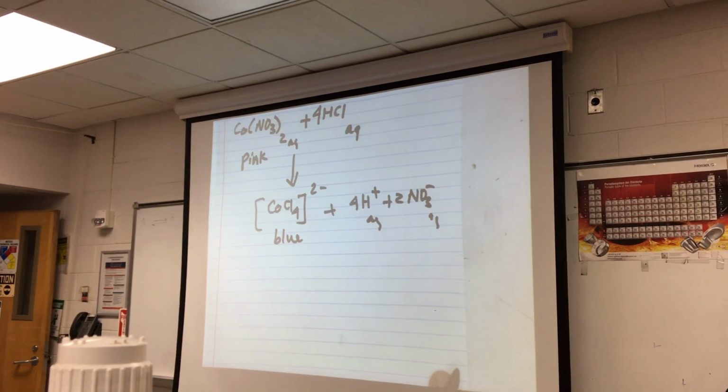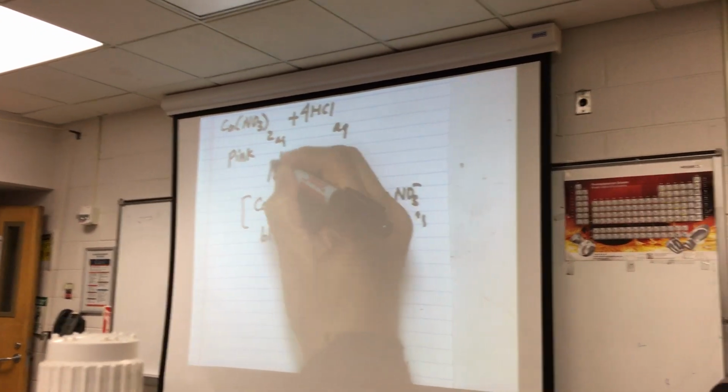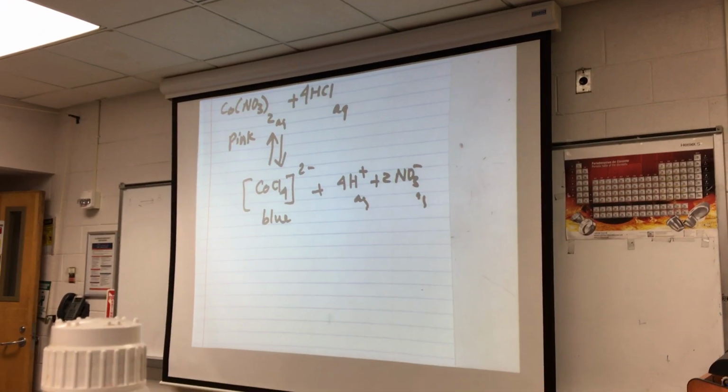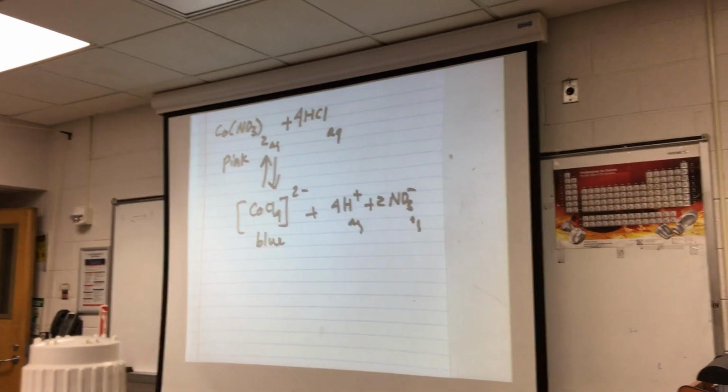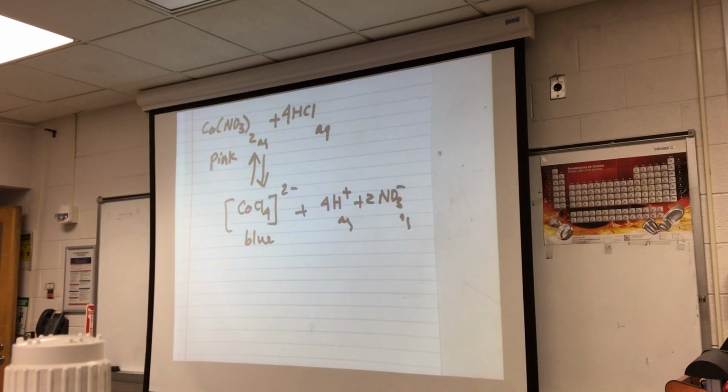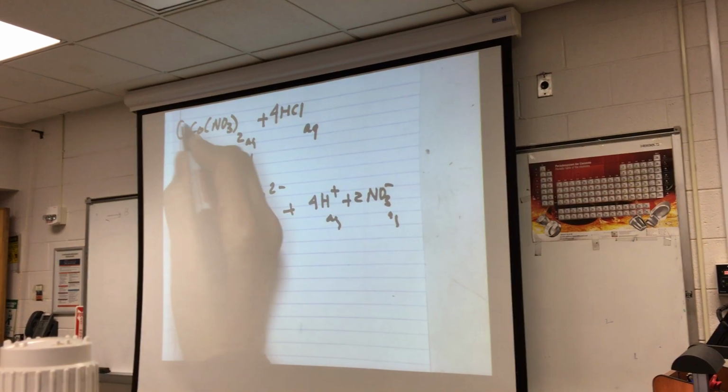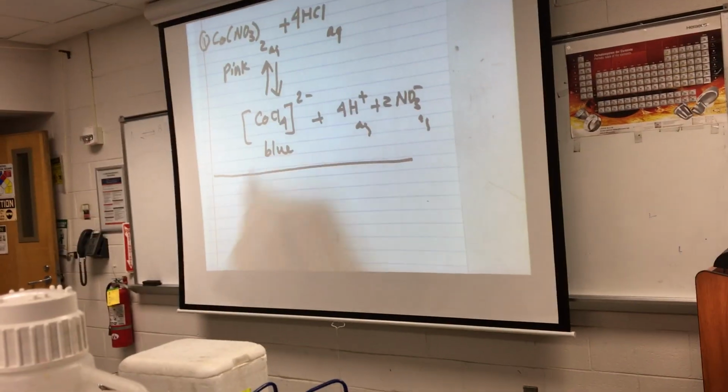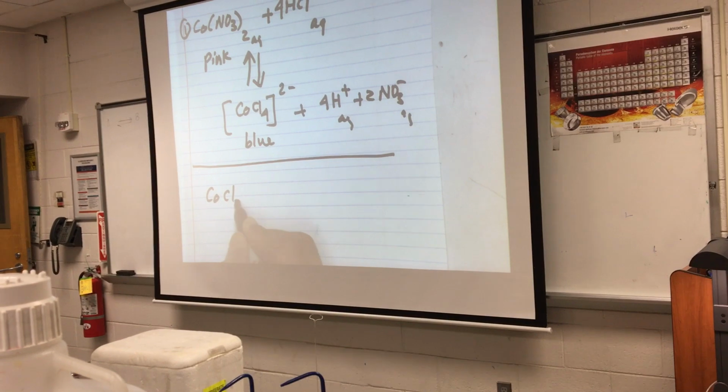But if you look at this, this is the blue, and double arrow, that's an equilibrium, correct? So now we took the blue here. This is the first reaction. The second reaction, we have a blue. Then we took the blue, correct?